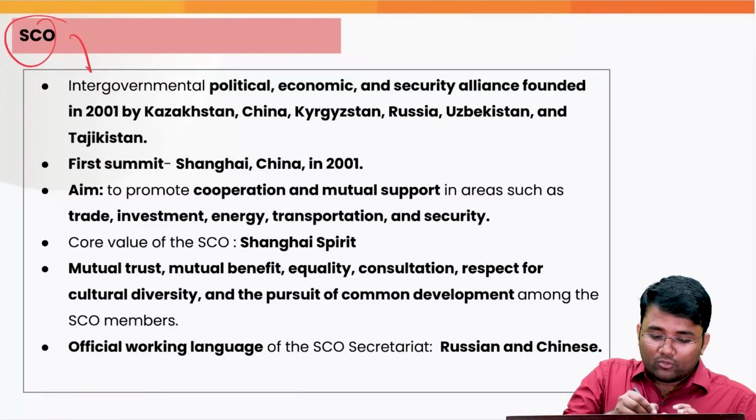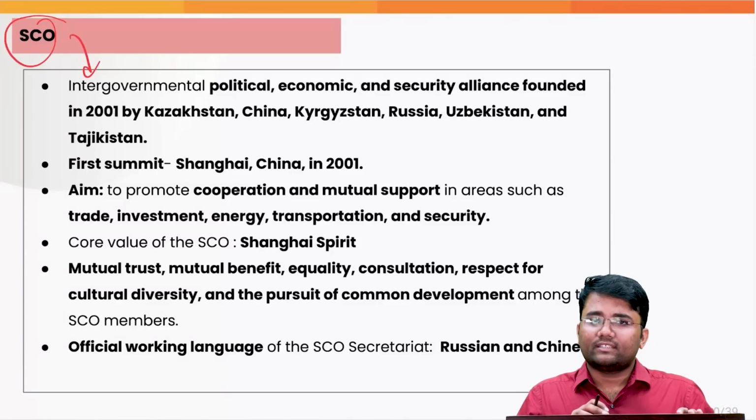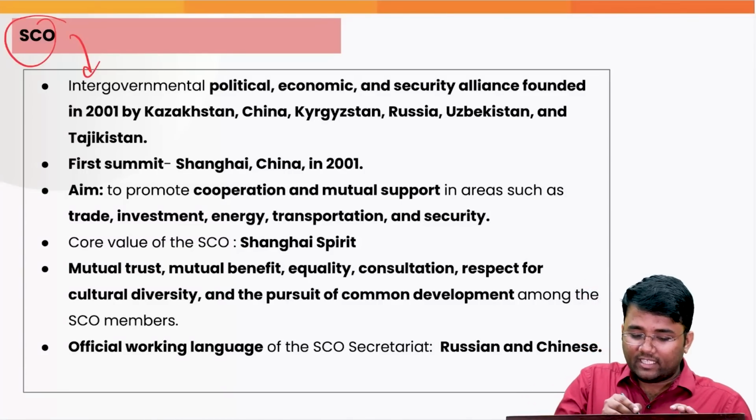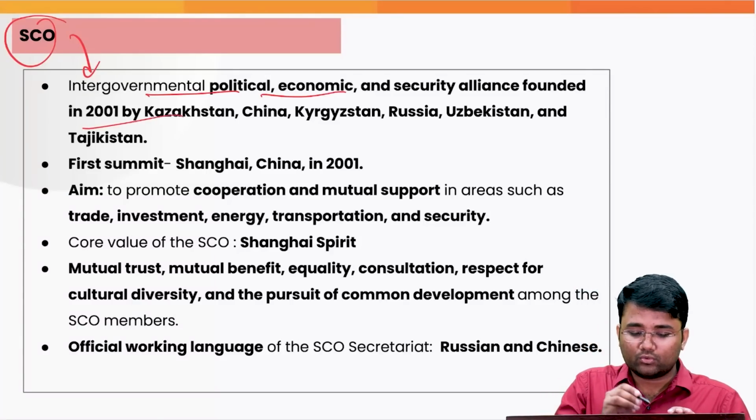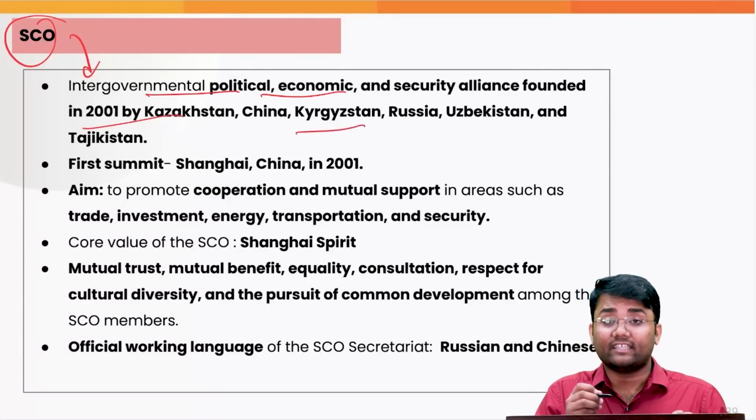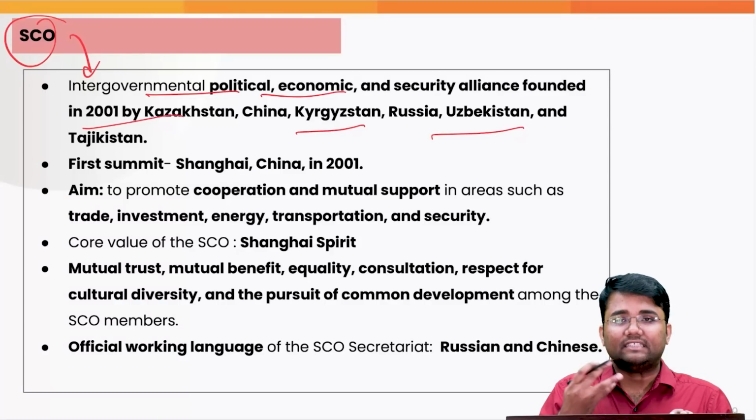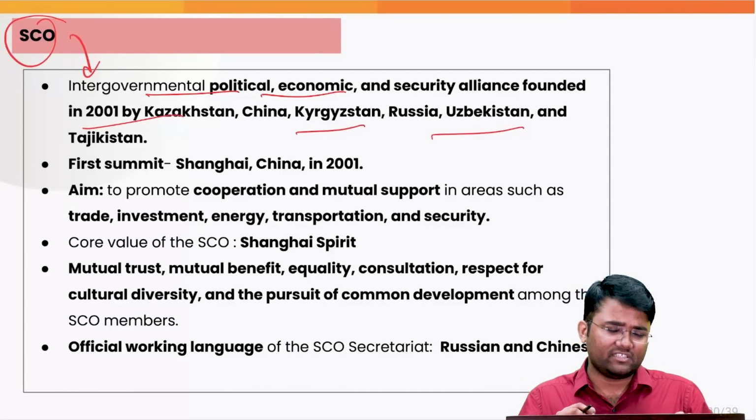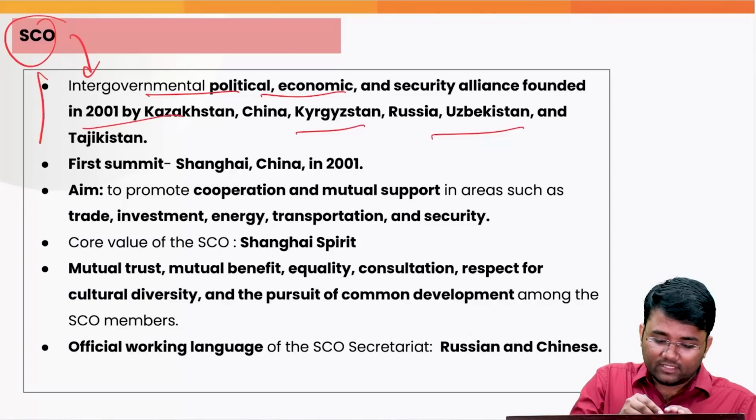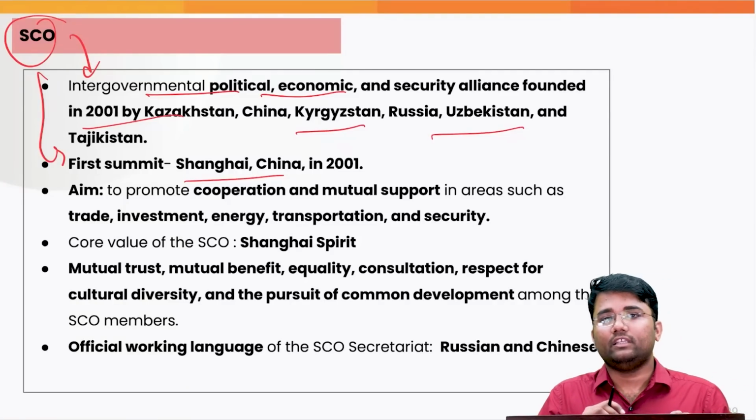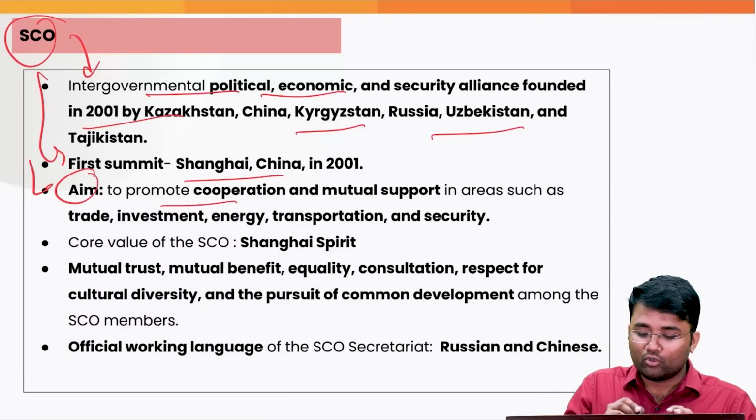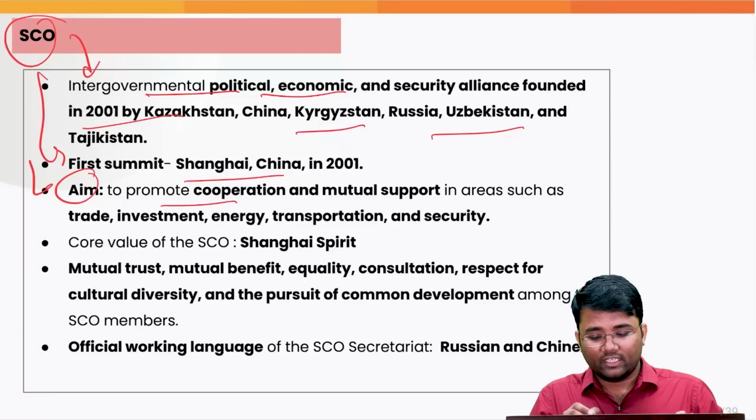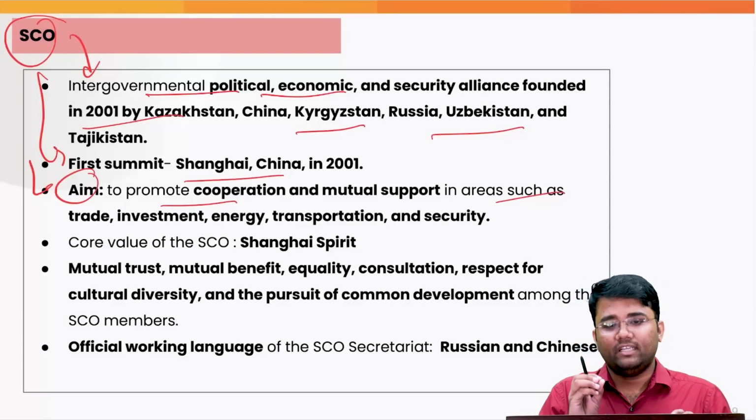So let's also look into brief details about the SCO, or Shanghai Cooperation Organization, which is an intergovernmental political, economic and security alliance founded in 2001 by Kazakhstan, China, Kyrgyzstan, Russia, Uzbekistan and Tajikistan, who are basically Central Asian countries. The first summit of this SCO was held in Shanghai, China in the year 2001. The aim of this SCO is to promote cooperation and mutual support in areas such as trade, investment, energy, transportation as well as security.